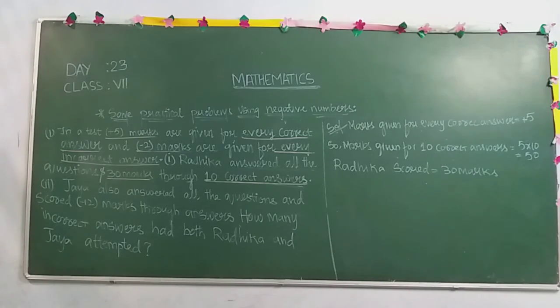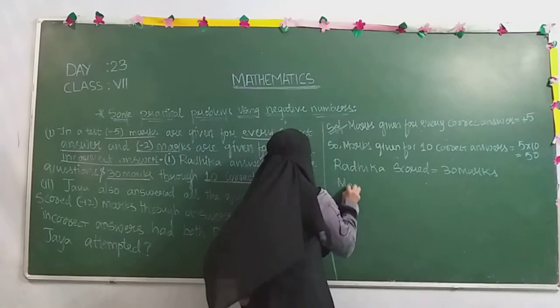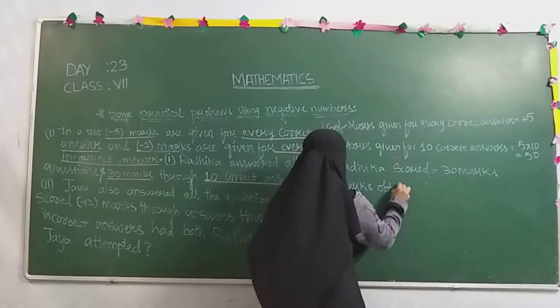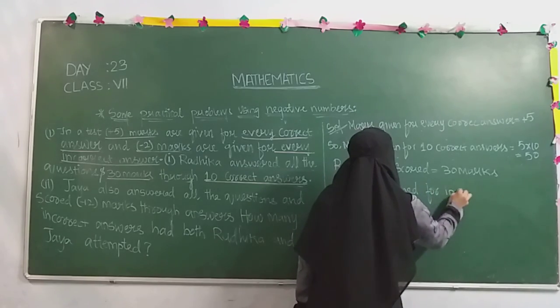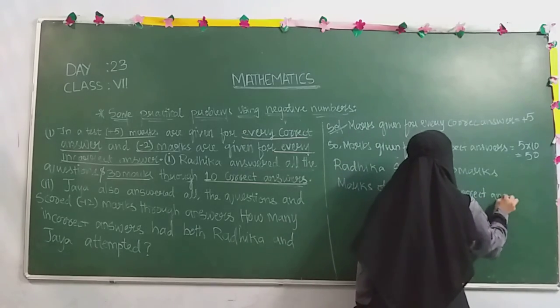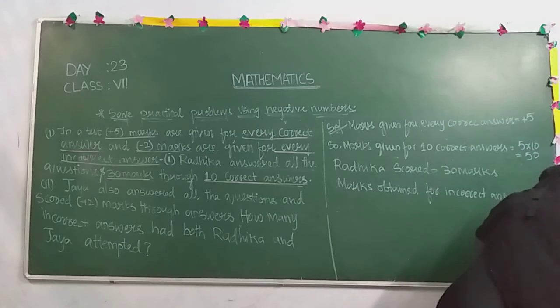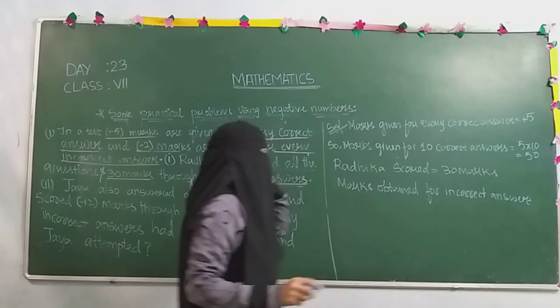Then marks obtained for incorrect answers. Marks obtained for incorrect answers we will see, because total marks obtained for incorrect answer. How many marks are obtained for incorrect answers?